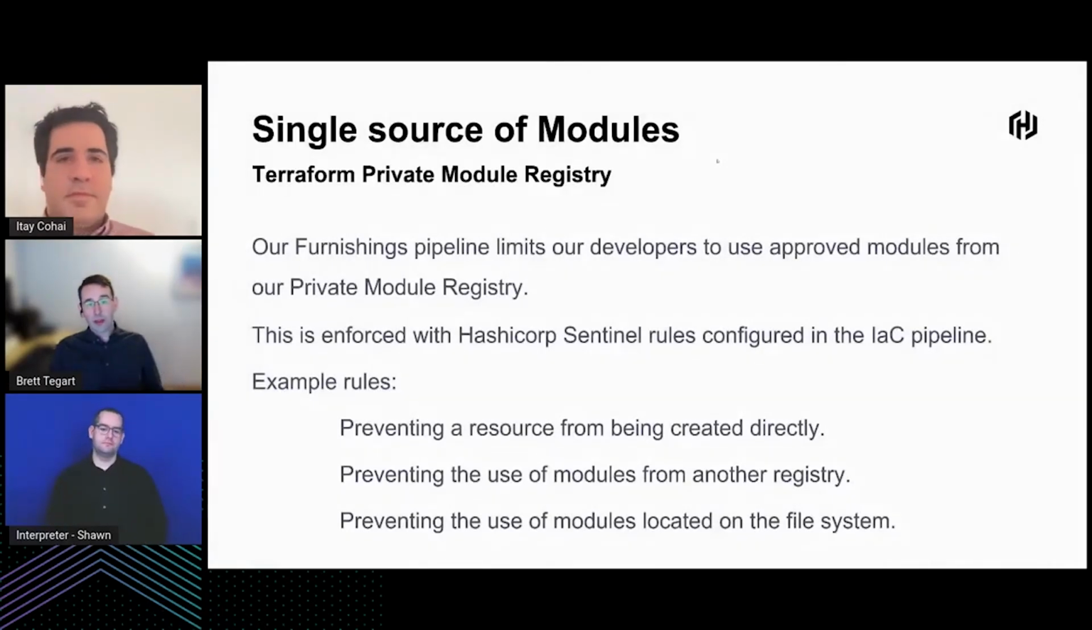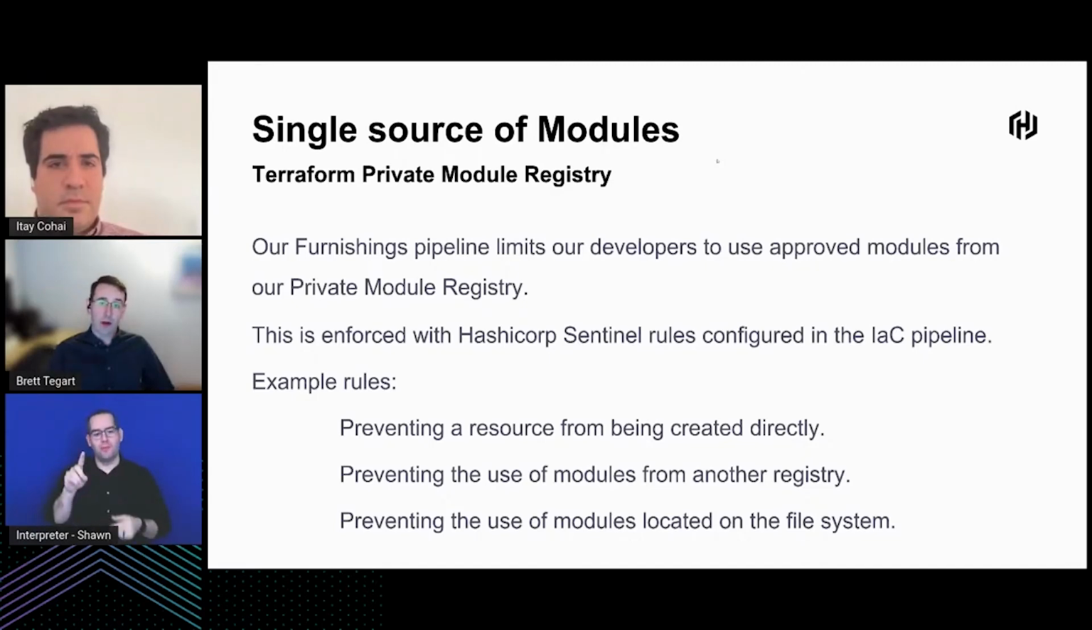So to support this, you have to make sure that it's not possible to go in and design your own Terraform code or run your own AWS or Azure or other cloud service provider commands. You can't build infrastructure outside of the infrastructure's code system where these controls live. So our pipelines, the provisioning pipeline we give to our app devs, restricts developers to only use approved modules from our Terraform private module registry. So we enforce this with Sentinel rules that are built into the Terraform Enterprise pipeline, the IAC pipeline.